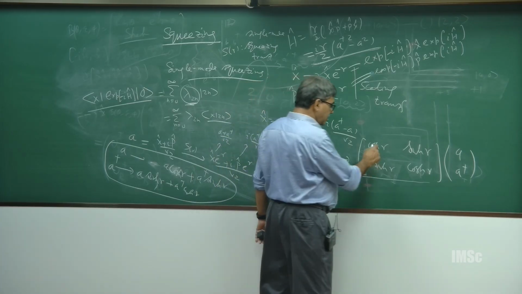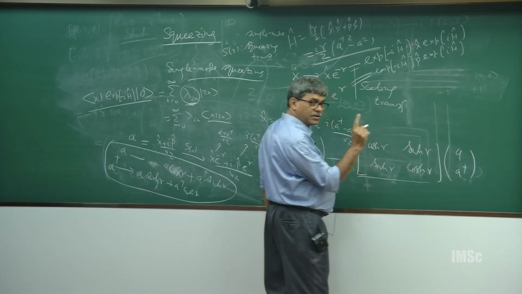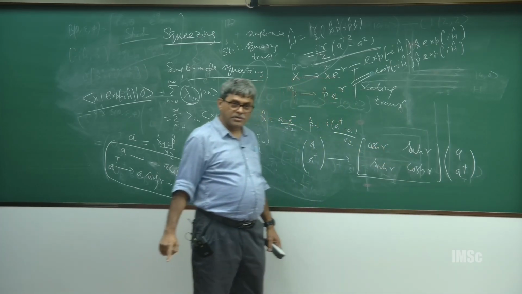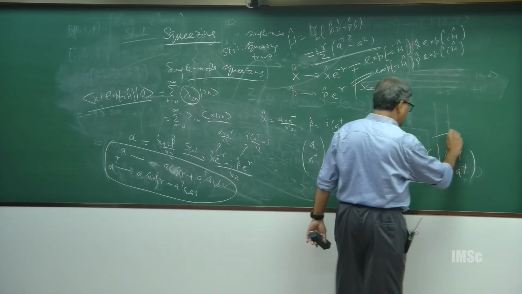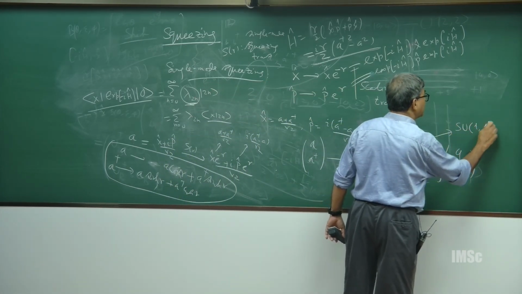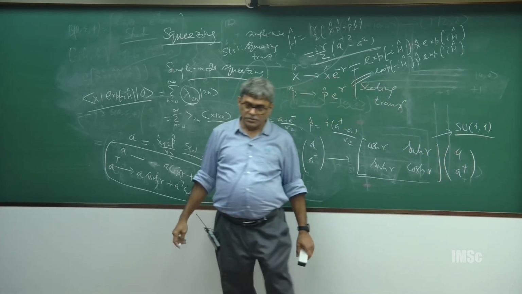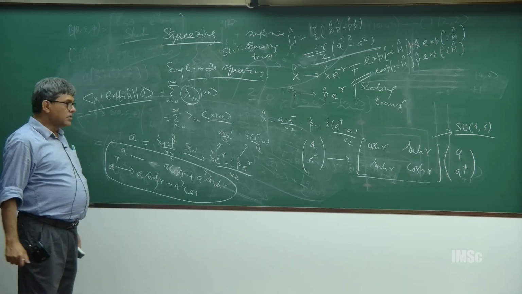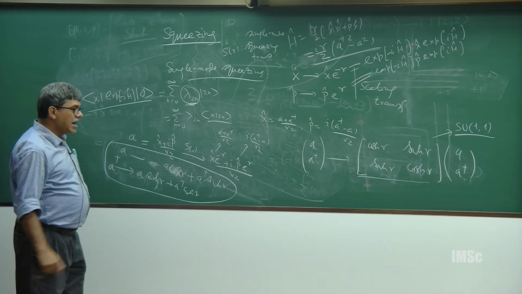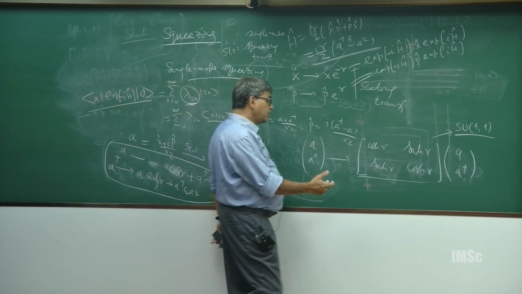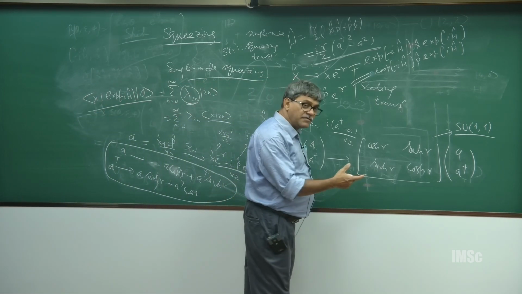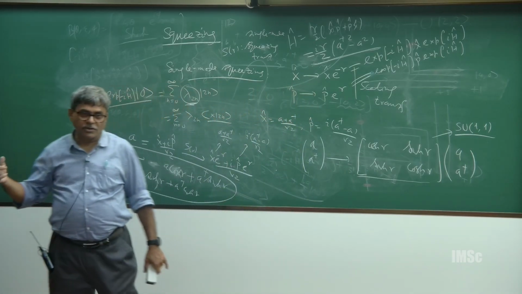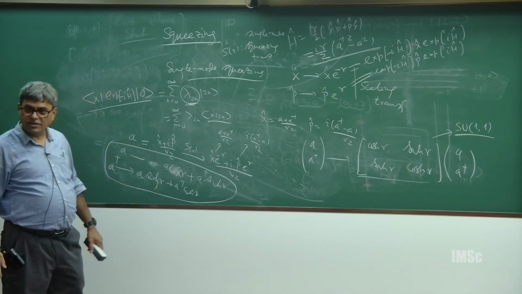Why? Because you see this determinant is cosh squared r minus sinh squared r, which is plus 1. So this matrix is an example of an SU(1,1) matrix. The metric is different here. And this is definitely an energy non-conserving operation, because will A dagger A go to A dagger A? No.